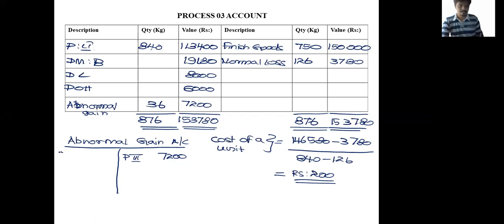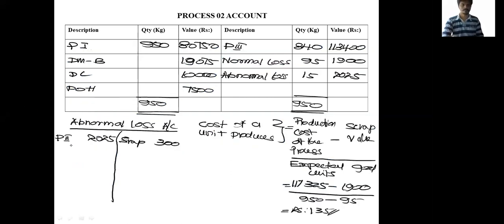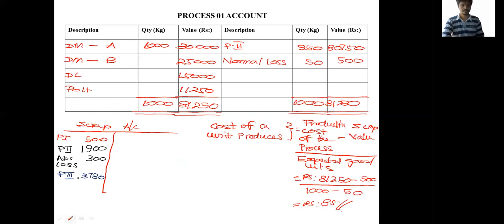entry here. Scrap 36 into 30, 1,080. Then scrap account credit 1,080 as abnormal profit.